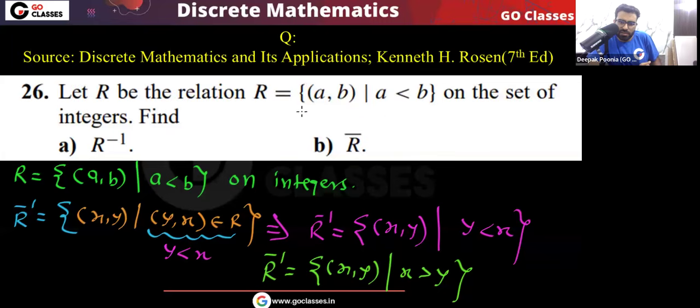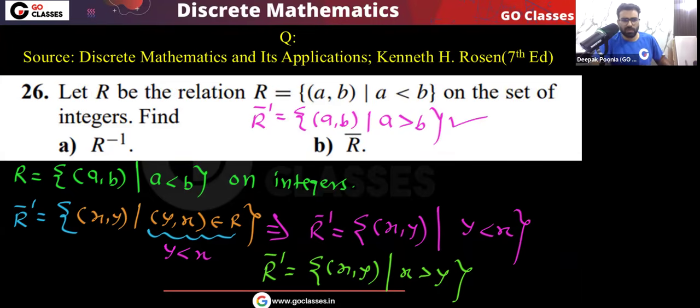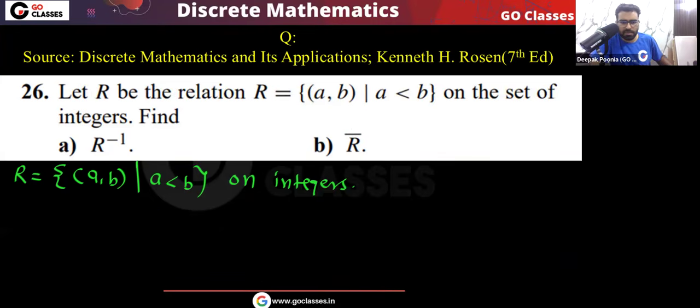If I write it in terms of (a, b) instead of (x, y), then R inverse will be the first element greater than the second element, meaning (x, y) such that x is greater than y. So if I replace (x, y) with (a, b), it becomes (a, b) such that a is greater than b. This will be R inverse. Okay, very simple, right? Let's see how to find R complement.